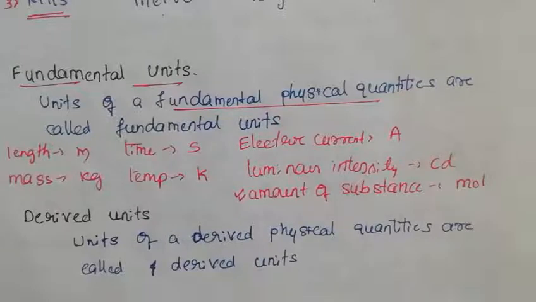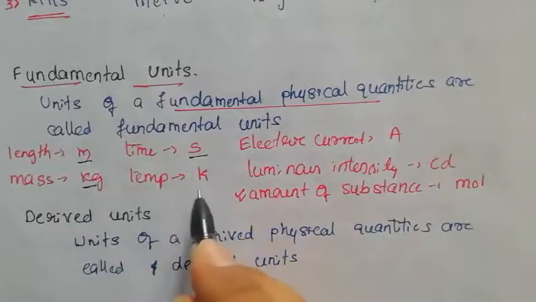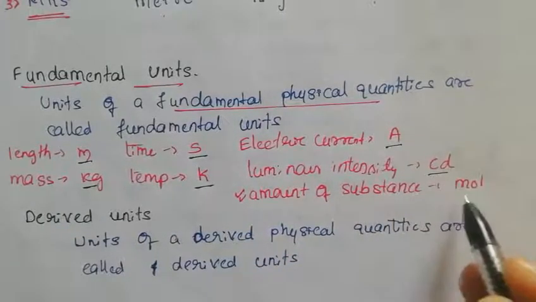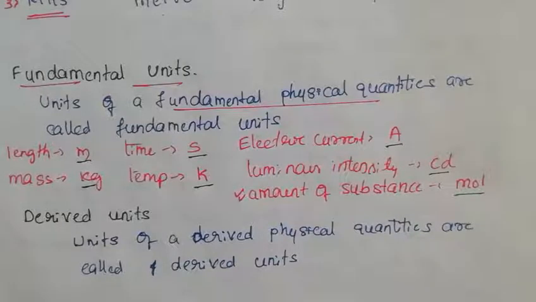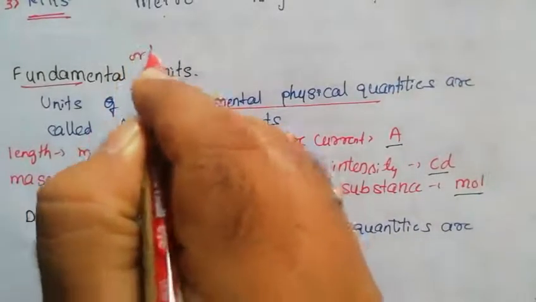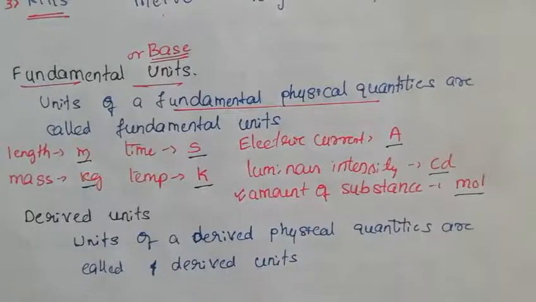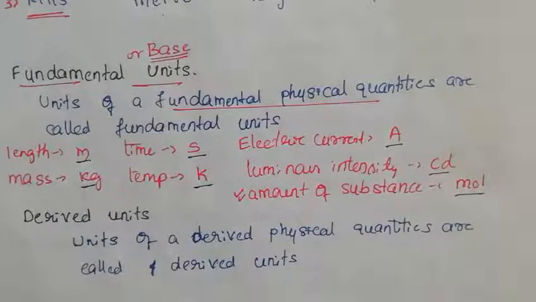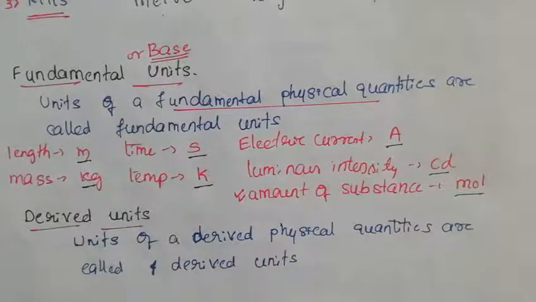So these are the fundamental units: meter, kg, second, Kelvin, ampere, candela, and mole. These are the seven fundamental units of the seven fundamental physical quantities, or we can say base physical quantities. Now we move on to one more thing, what we call derived units. The units of the derived physical quantities are what we call derived units.